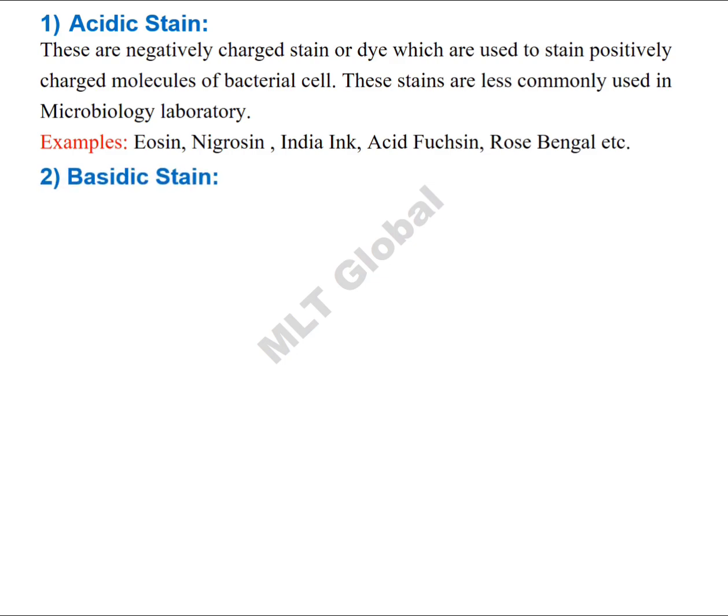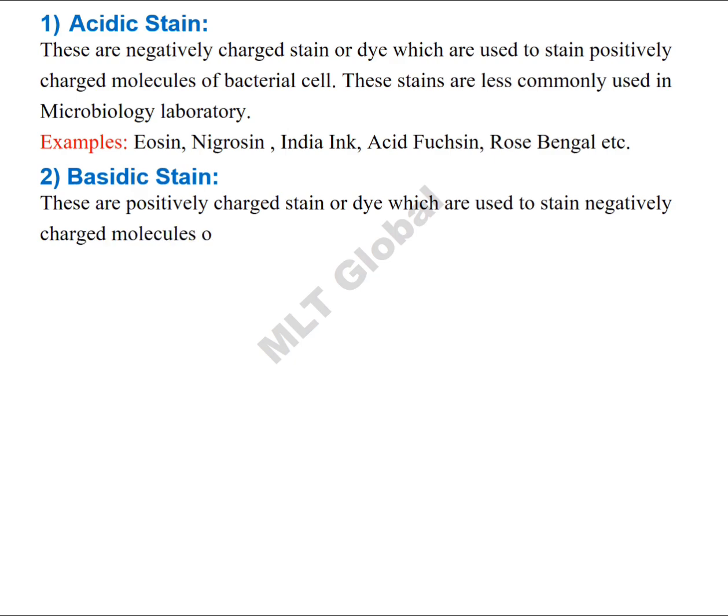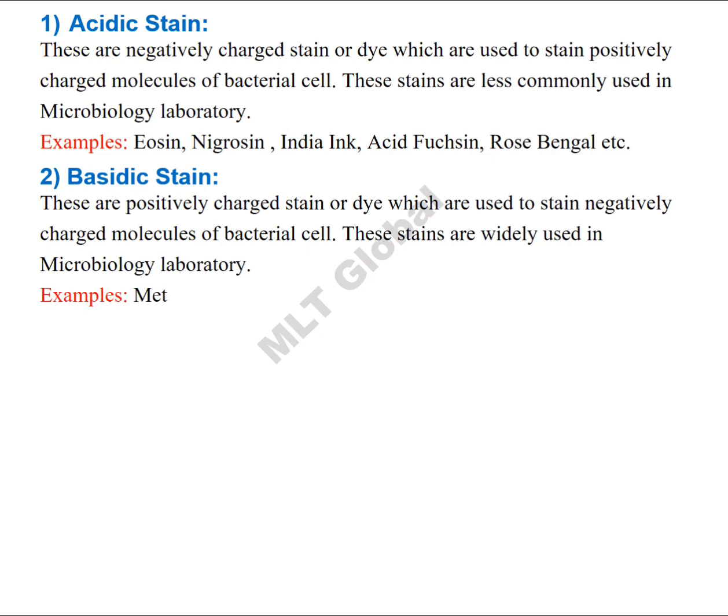Second, basic stain. These are positively charged stains or dyes which are used to stain negatively charged molecules of bacterial cell. These stains are widely used in microbiology laboratory. Examples: methylene blue, crystal violet, safranin, basic fuchsin, etc.